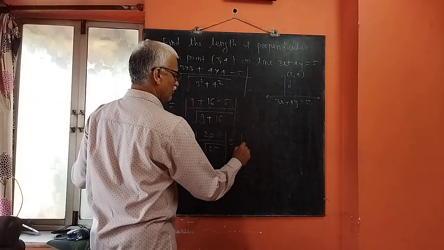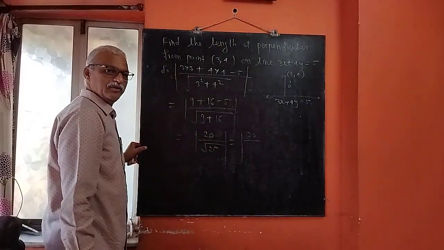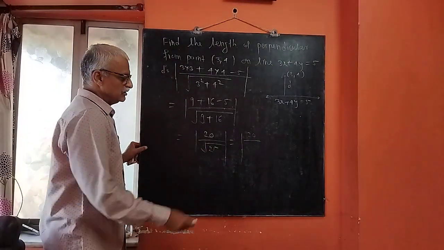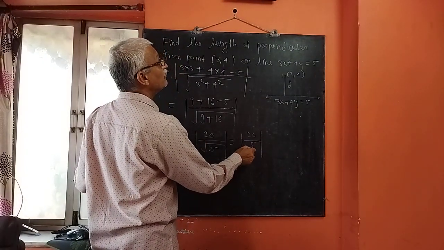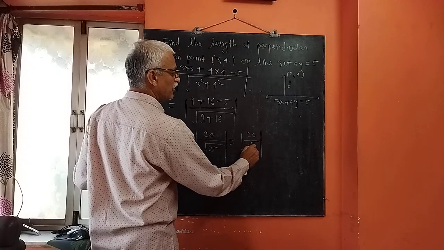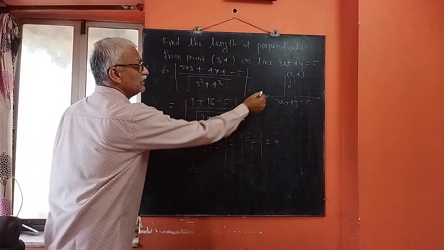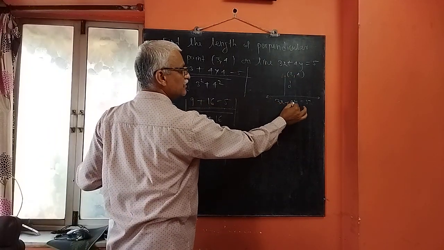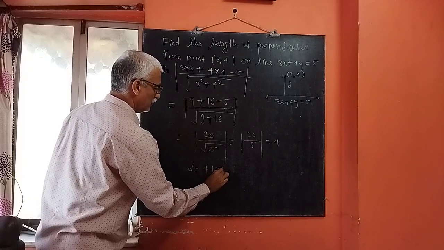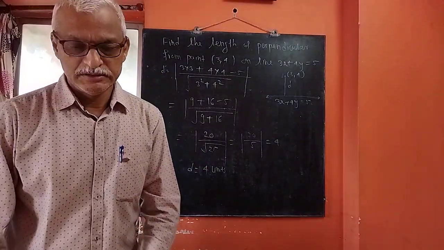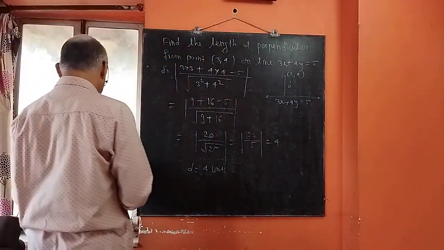Or we can write mod of 20 upon root 25. We know that 5 square is 25, so root 25 equals 5. Now 20 divided by 5, that is equal to 4. So the distance between this point (3, 4) and the line 3x plus 4y equals 5 is d equals 4 units. So that is the distance between the point and a straight line.